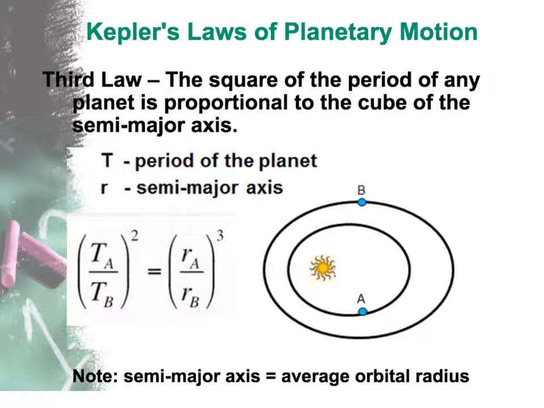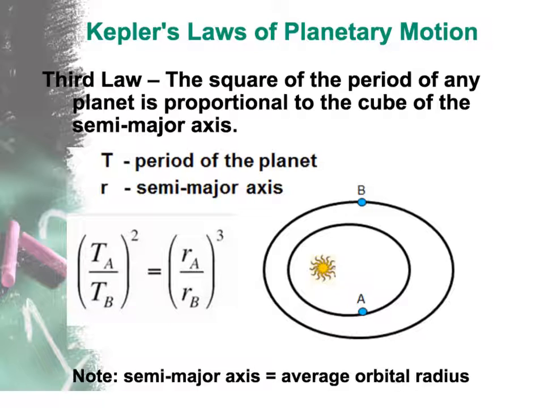What is, first of all, the period? Well, hopefully you recognize that the period is the amount of time it takes to complete one orbit. So the amount of time it takes to go all the way around would be this period in time. And then what's the semimajor axis? That is half of the long axis of an ellipse.